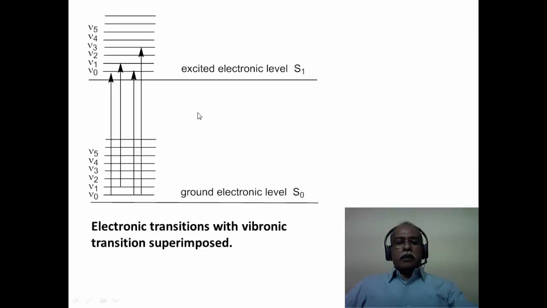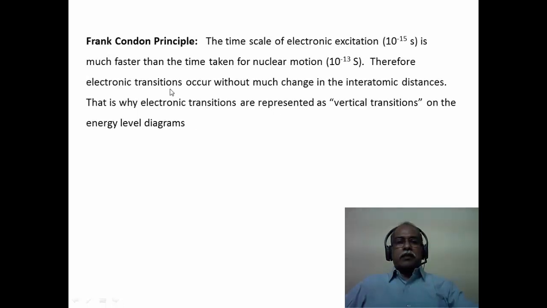Now please remember, the excitation is a vertical excitation. What is meant by vertical excitation? This is expressed by the Franck-Condon principle. The time scale of electronic excitation is typically of the order of 10 to the power minus 15 seconds. It is an ultra fast process, and it is much faster than the time taken for the nuclear motion. In other words, for the nuclei to move away from its equilibrium distance, for example, it takes about 10 to the power minus 13 seconds or so. So this is about 2 orders of magnitude faster. The electronic excitation is 2 orders of magnitude, 100 times, faster than the nuclear motion.